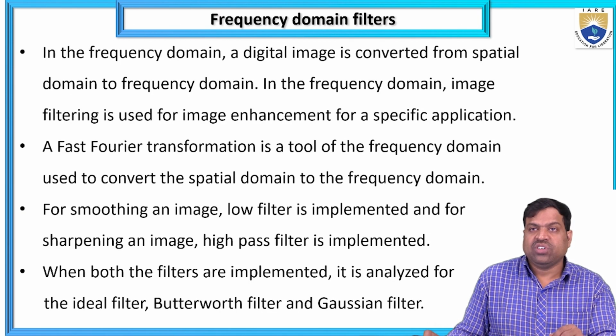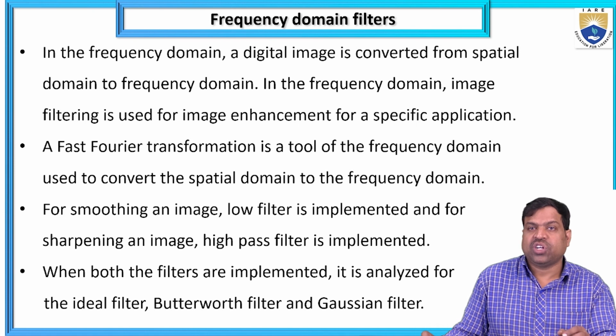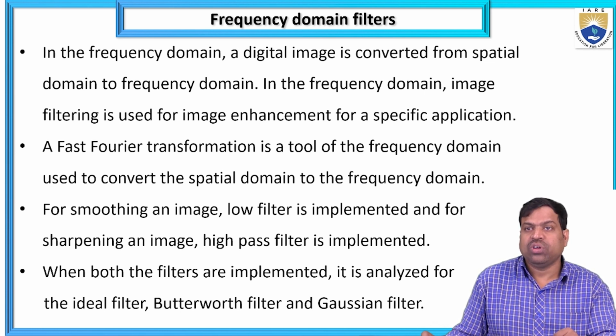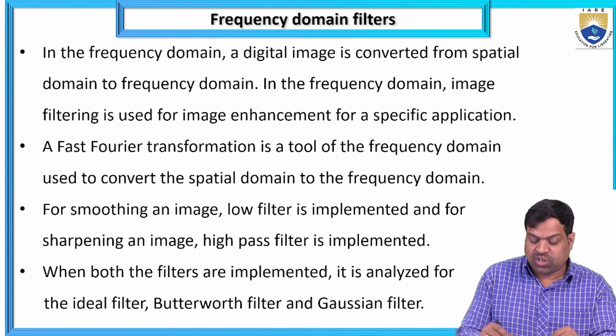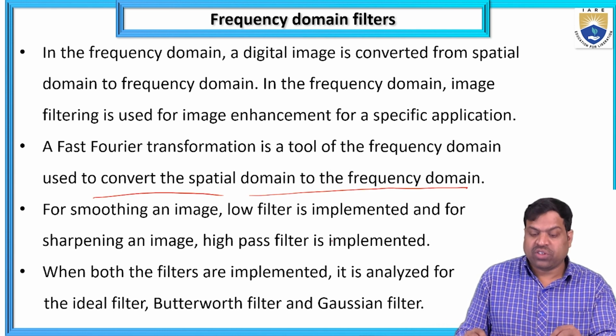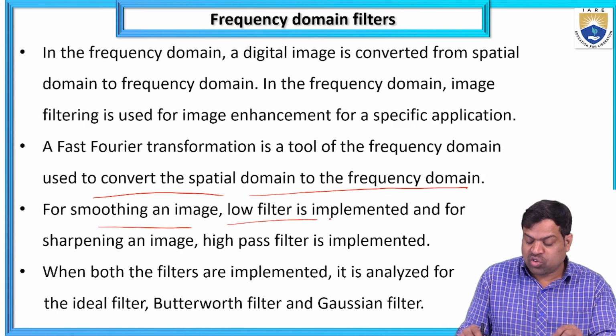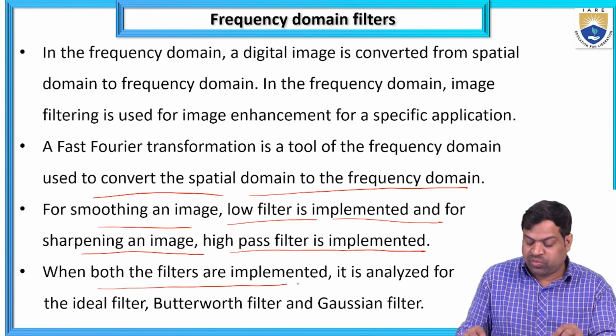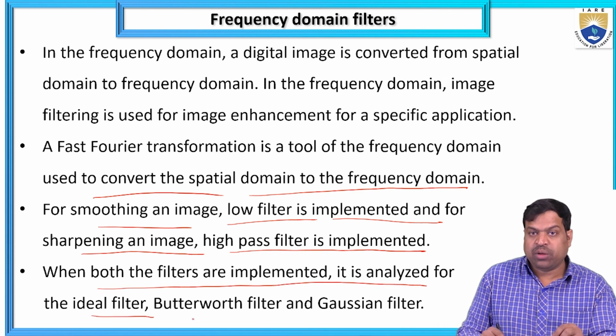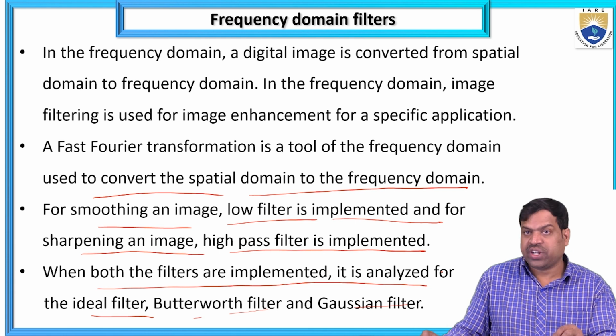Another one is frequency domain filters. Here, the image is converted from the spatial domain into the frequency domain. It is used for image enhancement. The fast Fourier transform is the tool used to convert the spatial domain into the frequency domain. For smoothing an image, a low pass filter is implemented, and for sharpening the image, a high pass filter is implemented. When both filters are implemented, we analyze the ideal filter, Butterworth filter, and Gaussian filter.